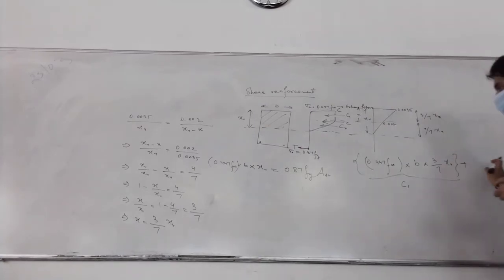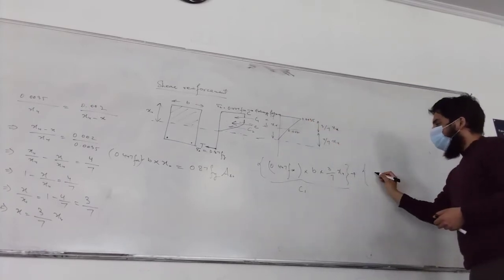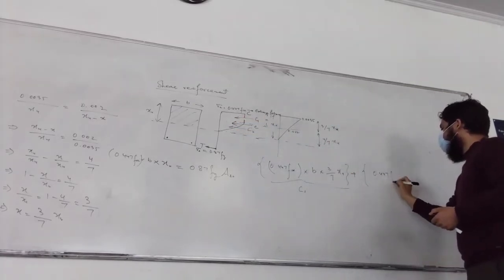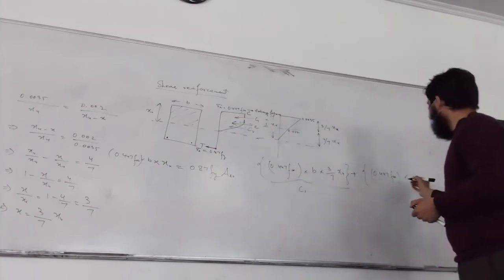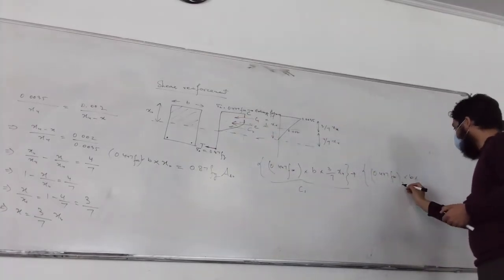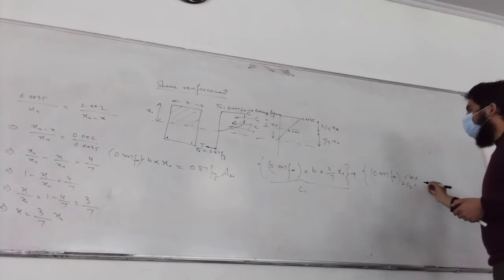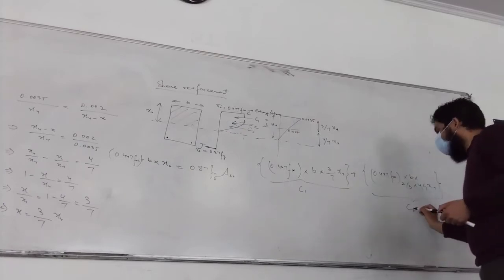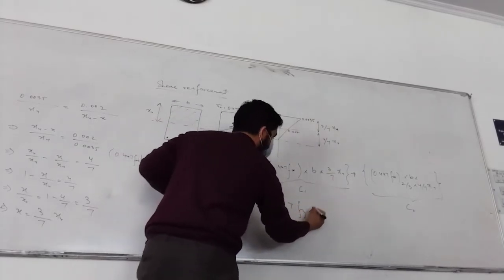Then what is the other component? Parabolic. It's parabola. So what is yahan par kitna hai iska? 0.447 FCK into B into 2 by 3 of this height of parabola, that's 4 by 7 XU. So this will give you C2, that's overall equal to 0.87 FY AST.